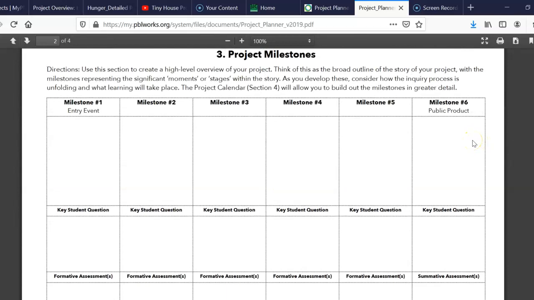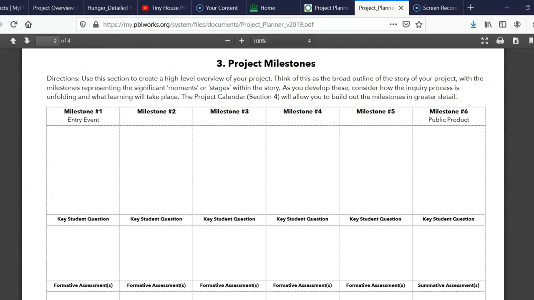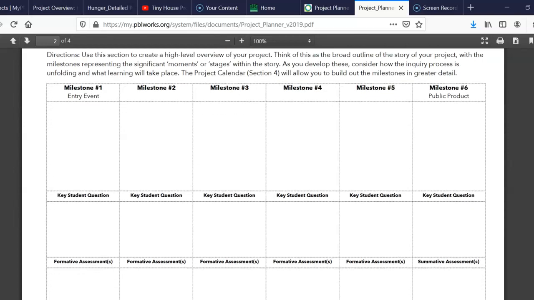A great way to do project-based learning planning is to do backwards planning. I'm sure you've talked about this and thought about this before. What is that public product, and then what do you need to do to get back there? On the PBL Works, there are some of these that are filled out, so you can get a sense, but just try to fill this in and think about the different steps and what kinds of questions you're helping students answer as you move along.